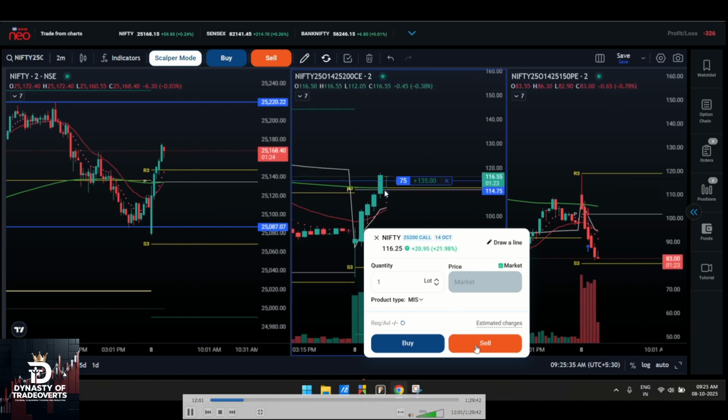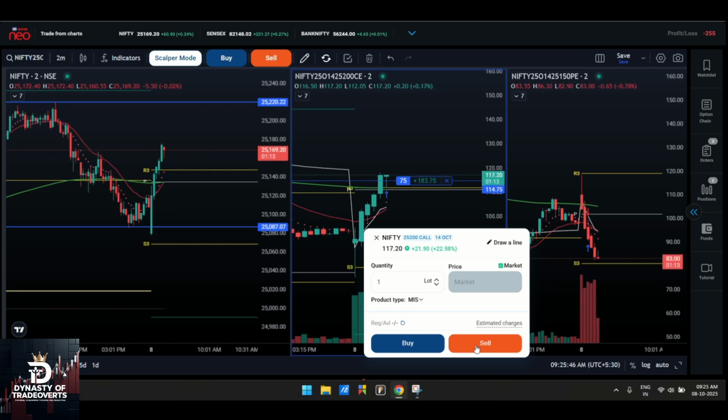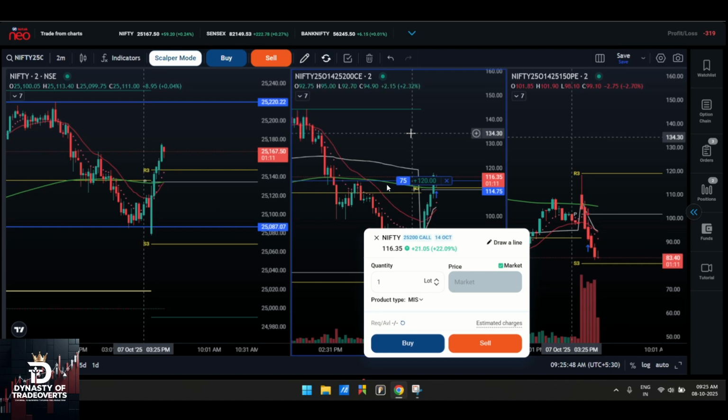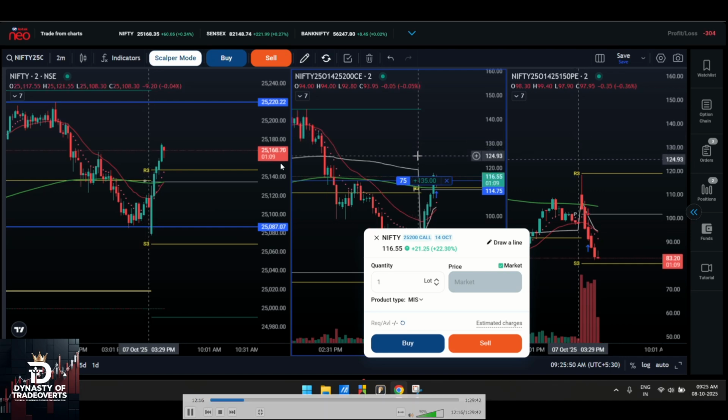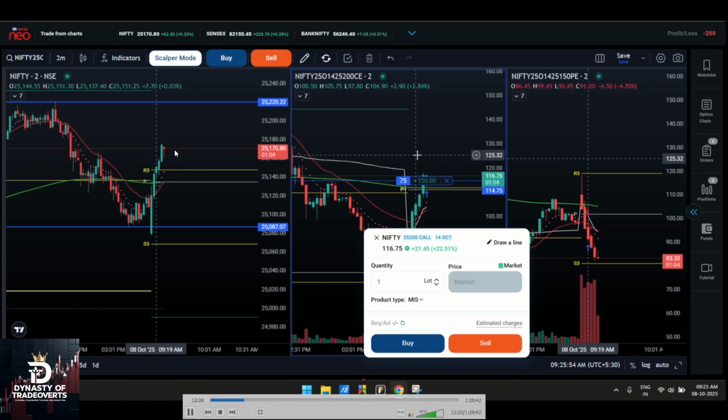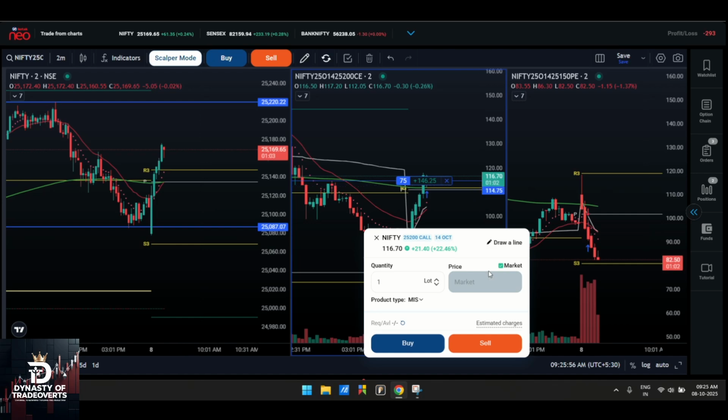Actually, I have taken a trade on the call side because this is a good candle. So I'm thinking it broke its 200 EMA. It's trading above its R3, so maybe it can go up, but I entered at the top. I should have waited for this retracement, or maybe waited some more time. It's a 2-minute candle, so at least I should have waited 1 minute and 30 seconds.